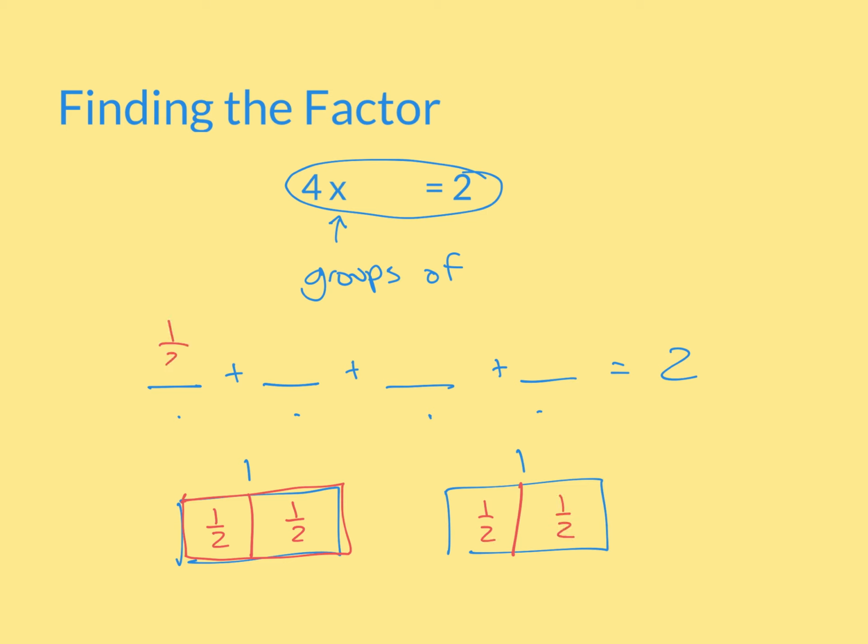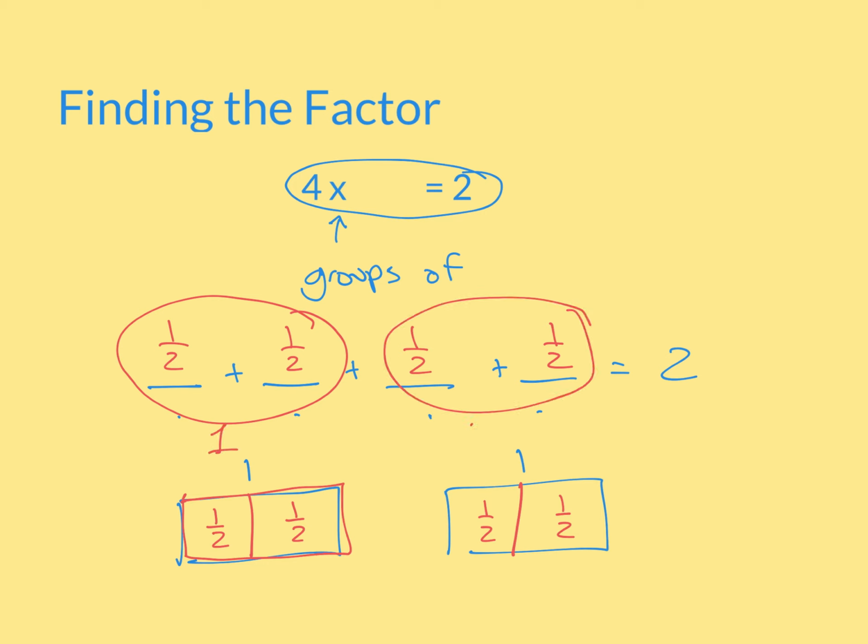So 1 half plus 1 half plus 1 half plus 1 half equals 2, and that makes sense. Because 1 half plus 1 half is 1, and 1 half plus 1 half is 1, and 1 plus 1 equals 2.